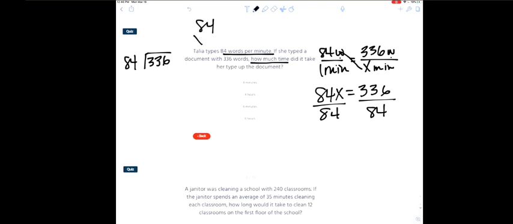So let's do 84 times 4. 4 times 4 is 16, carry the 1. 4 times 8 is 32 plus 1, 33. So what's 336 divided by 84? It's 4. 336, I subtracted to 0. So X is equal to 4.